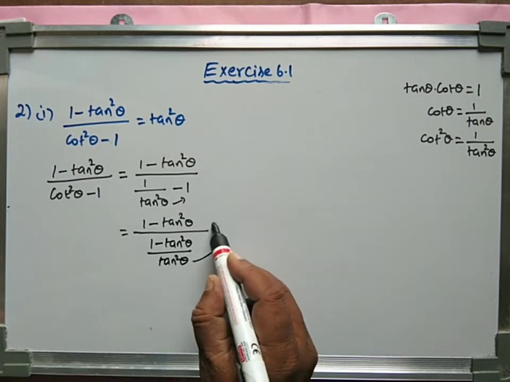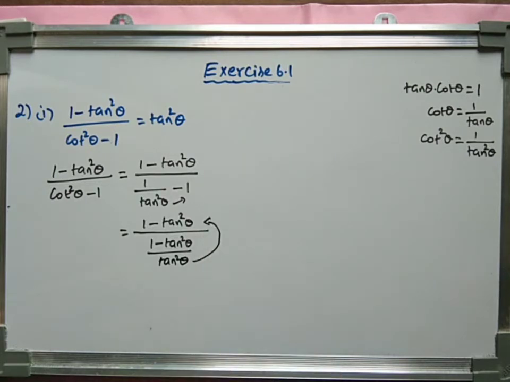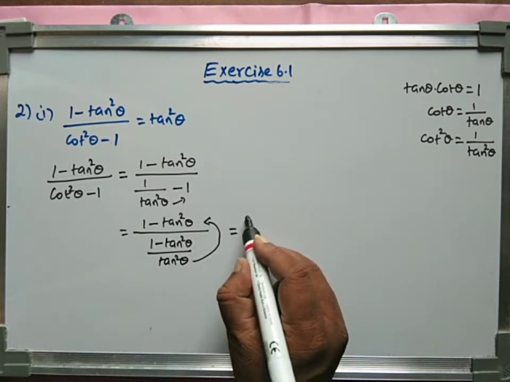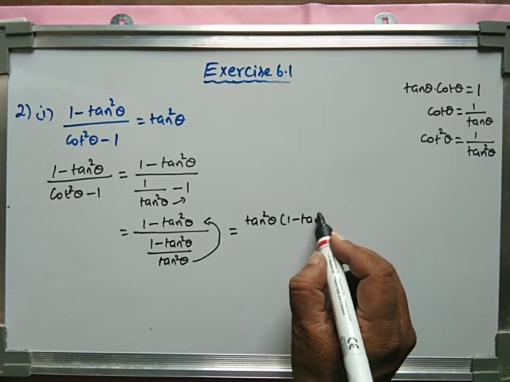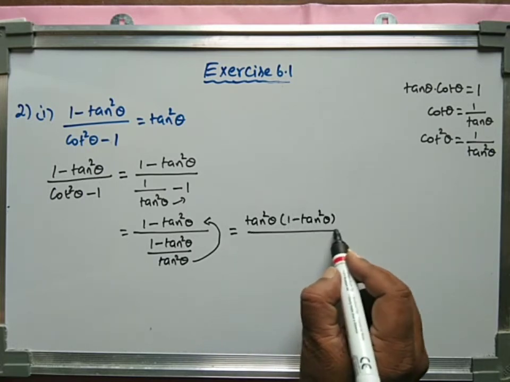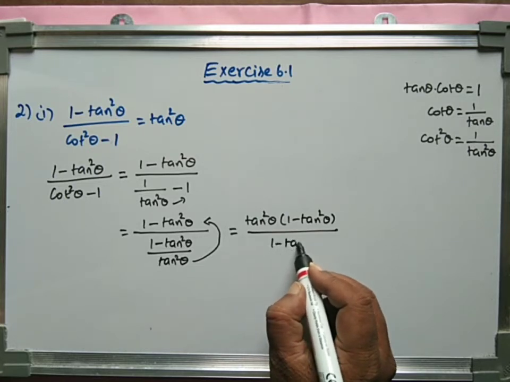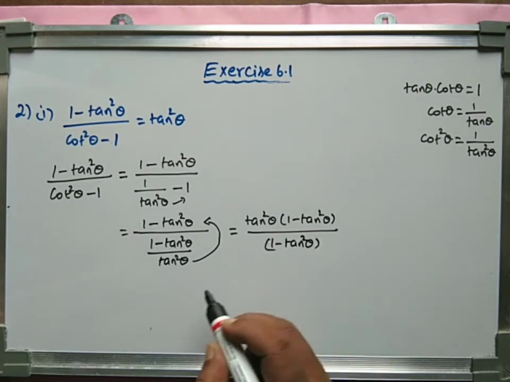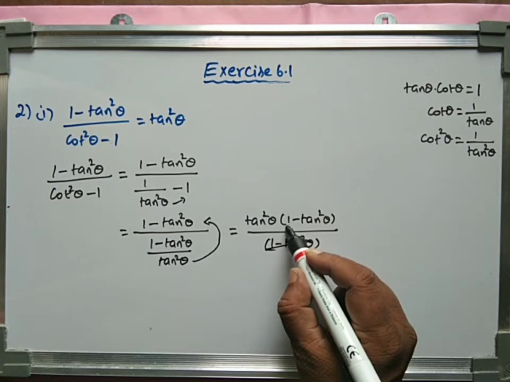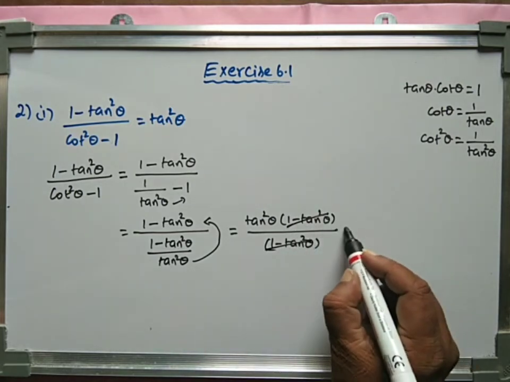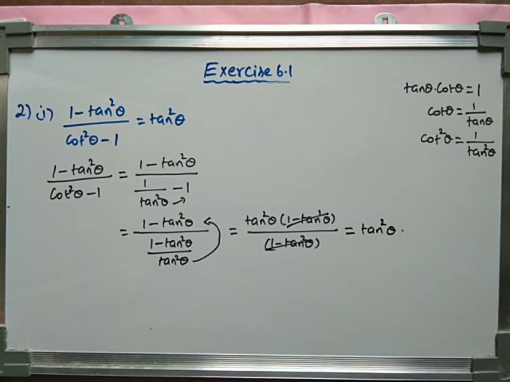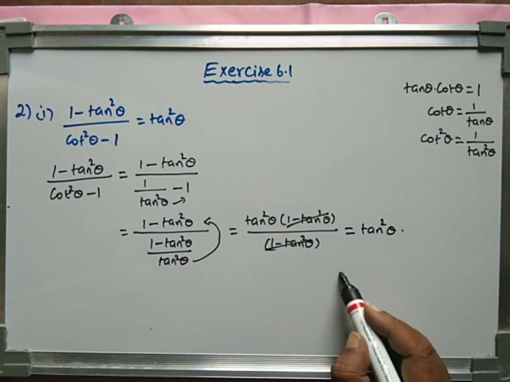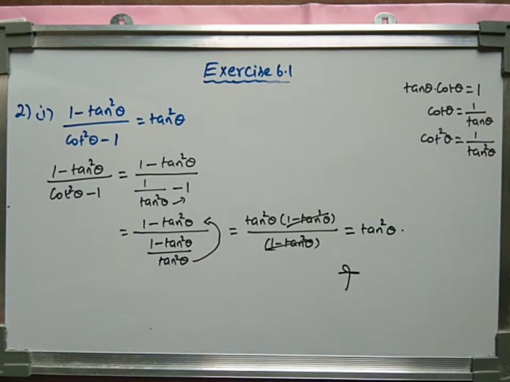Now this tan square theta is taken to numerator. That gives you tan square theta into 1 minus tan square theta by 1 minus tan square theta. Now 1 minus tan square theta, 1 minus tan square theta gets cancelled, and the final answer is going to be tan square theta. And this is how the problem is solved.